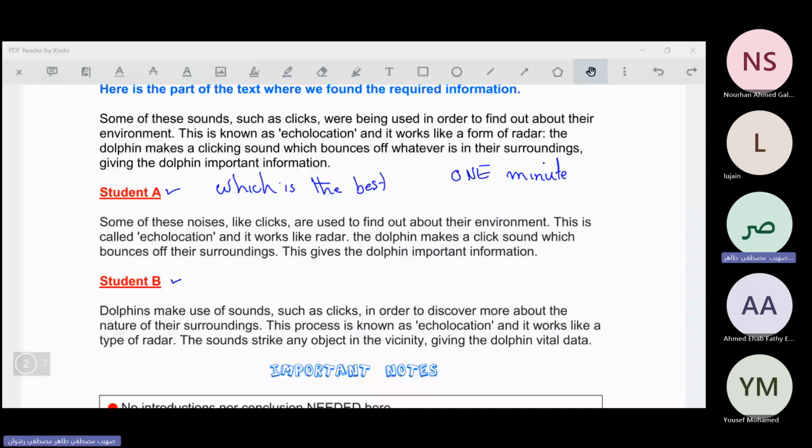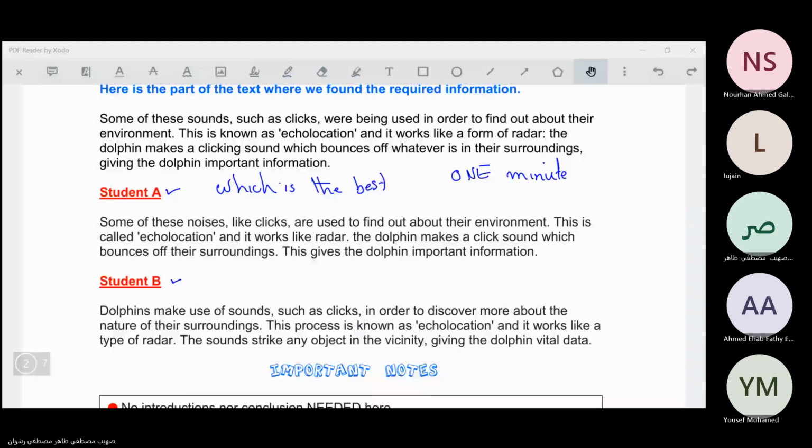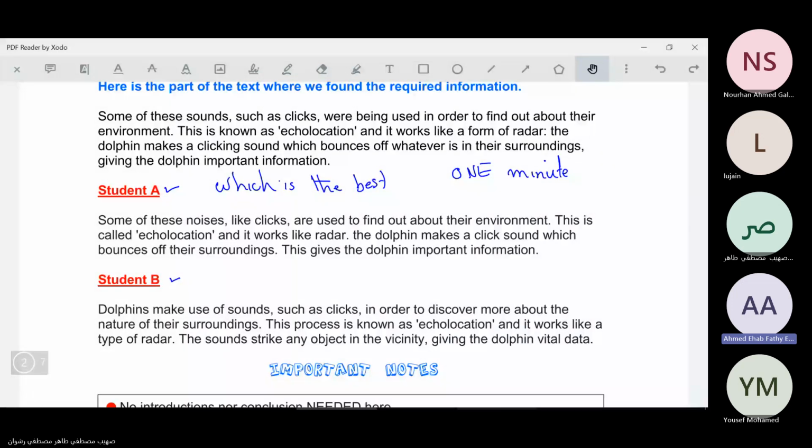Done? Yes, sir, we are done. Let's comment on both answers. I think student B rephrased more while student A used the text. Ahmed suggested that student B is better. Lojane: I think that student B is best. Yes, thank you, Lojane. Yusuf, what do you think? Which one is the best? I think student B, sir. Yes. And you, Nurhan? Yeah, student B.